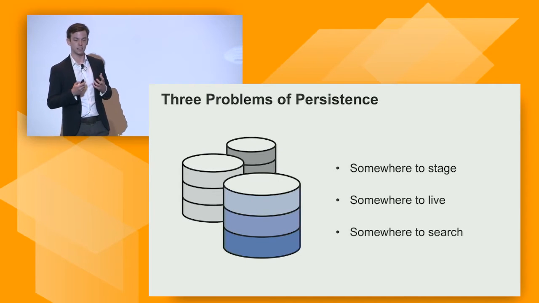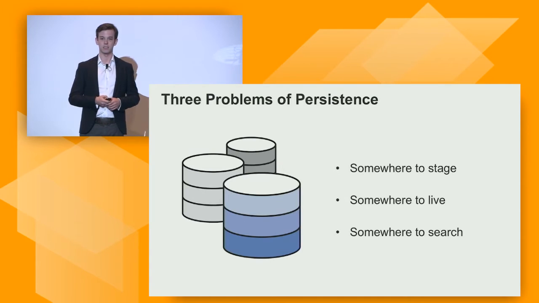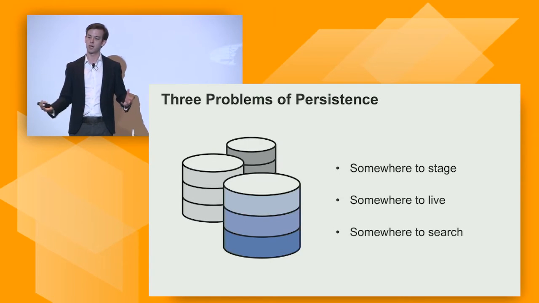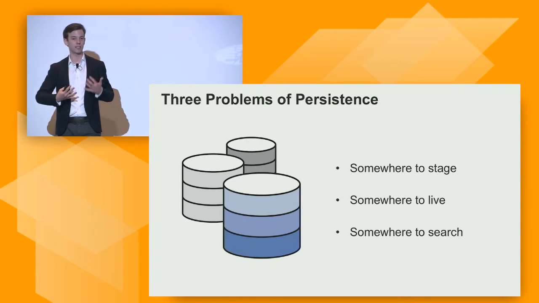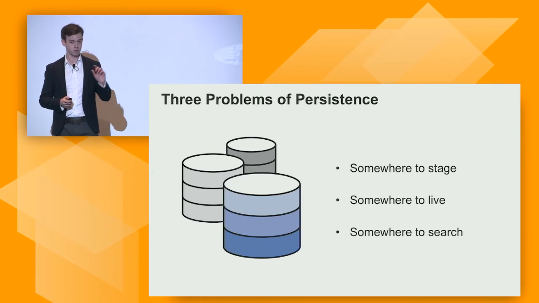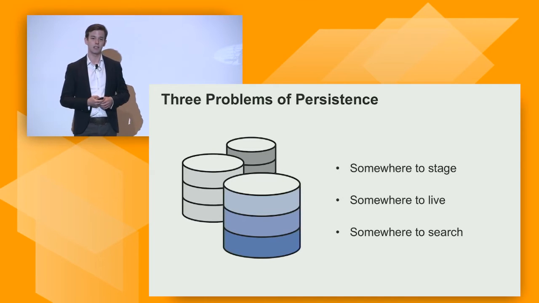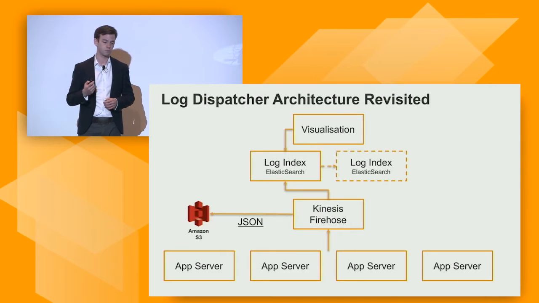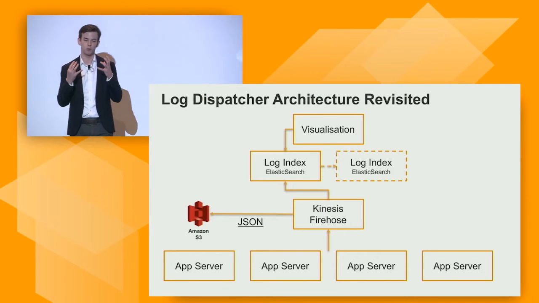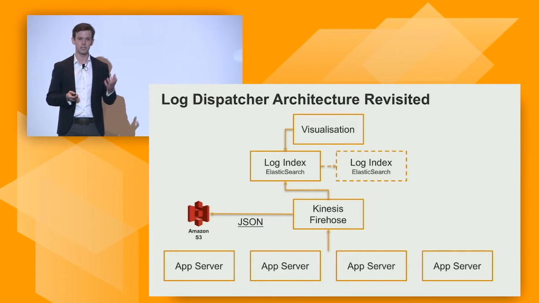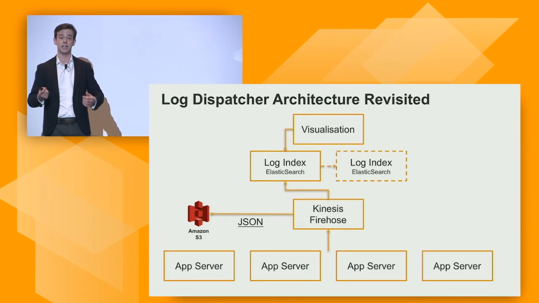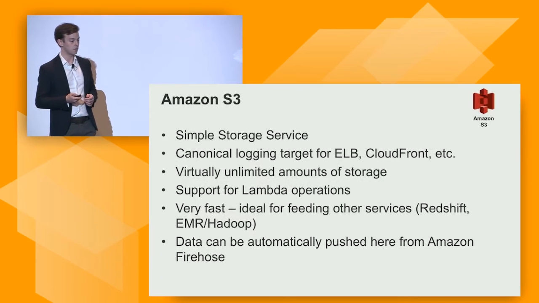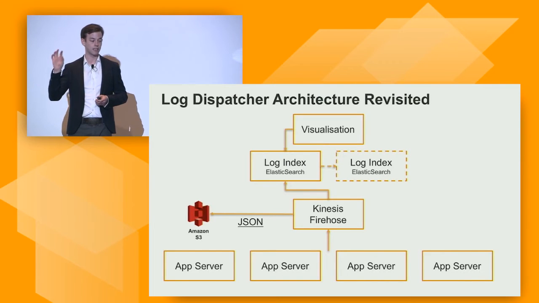So let's look again at these three areas of persistence and break them down one by one, and I'll map an Amazon component to it, and we can talk about and maybe even set up, internet connection willing, that particular service. So let's start with the actual architecture of a log dispatcher, because you do need somewhere for the logs to actually be staged. Today I'm going to talk very specifically about the Kinesis Firehose section of this infrastructure.